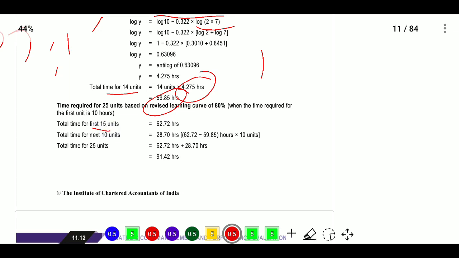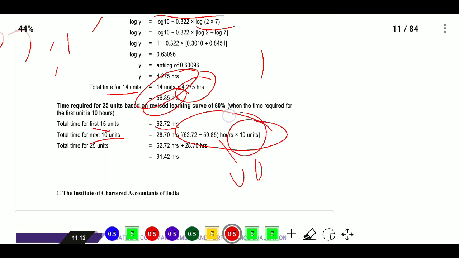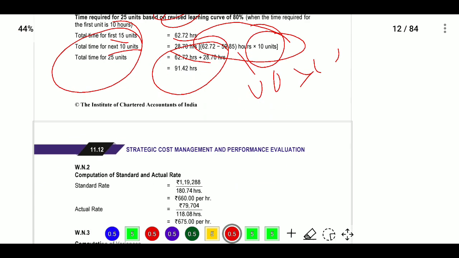So for the first 15 units it will be 62.72 hours, and for the next 10 units, 62.72 is related to 15 units, minus 14 units 59.85. This we will get as one unit, but we require it for 10 units. So 1 unit into 10 units we will get 28.75. Then we add the 15 units plus 10 units value, and we will get the total time for 25 units. This is the case.